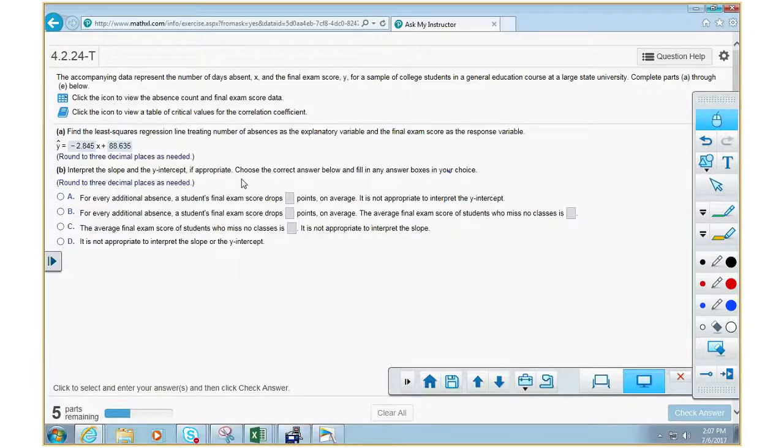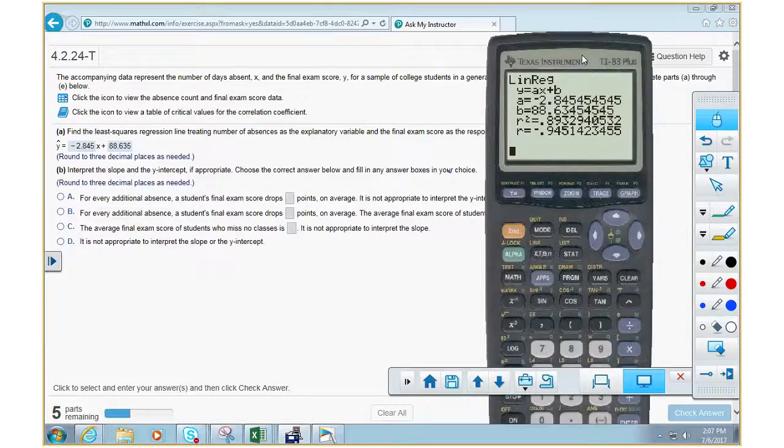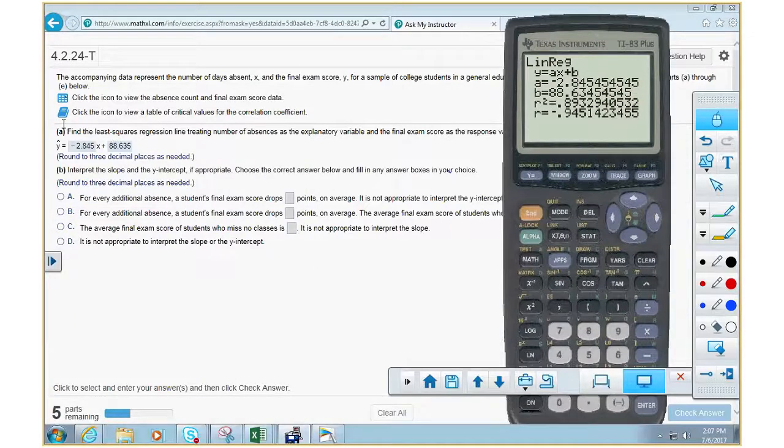Interpret the slope and the y-intercept if appropriate. Well, I don't exactly understand what they're talking about here, but I know it's a negative slope and it's going down at a 3 to 1, so that means 1, 2, 3, 1. It's a pretty sharp slope of 2.8 because that's almost 3 to 1. Everybody with me? And its y-intercept is 88. So it's going down pretty fast. It's dropping.